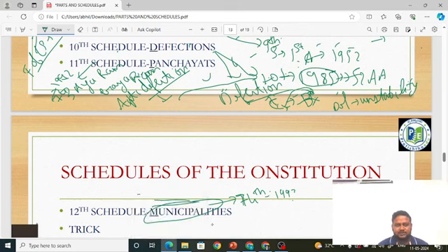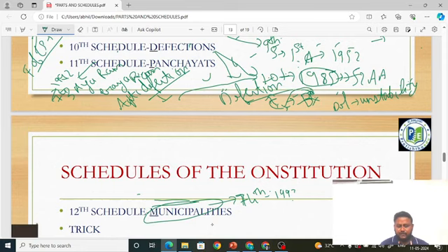How many subjects do panchayats have, and how many do municipalities have? We are going to learn in detail when we study the panchayats and municipalities chapters separately, that is when we study local self government. First we will learn the union government, then the state government, and then local self government. Similarly, first we will learn the president and vice president, and then also the governor.